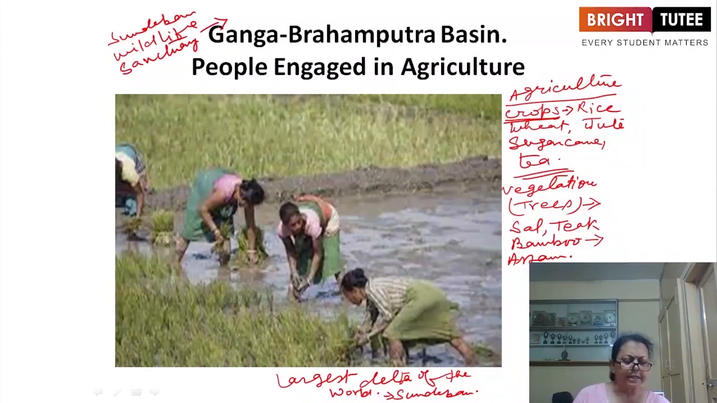What type of animals are found in this region? Various types of wild animals are found over here. Most common of them is the one-horned rhinoceros.